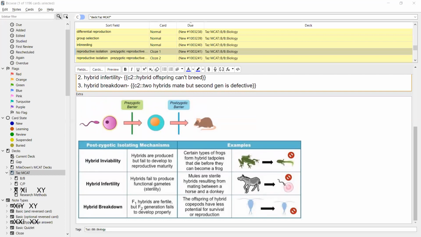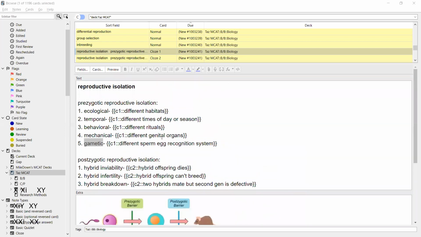And lastly, we could go even further. Maybe, for example, the mule type animal could give birth, but those offspring don't have the ability to reproduce, right? So that's called hybrid breakdown. It was working, but then it broke down at the second generation. So these are all different ways that animals can become reproductively isolated and parts of different species.